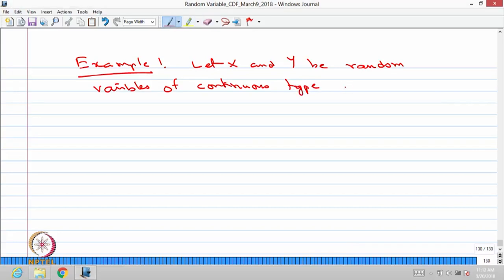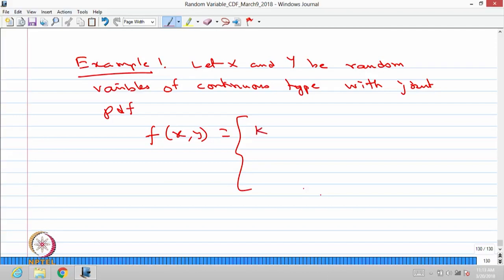with the joint probability density function given by f of x comma y that takes the value some constant k times x square divided by y cube, whenever x takes a value from 0 to 1 and y takes a value greater than 2. Otherwise, it is going to be 0.